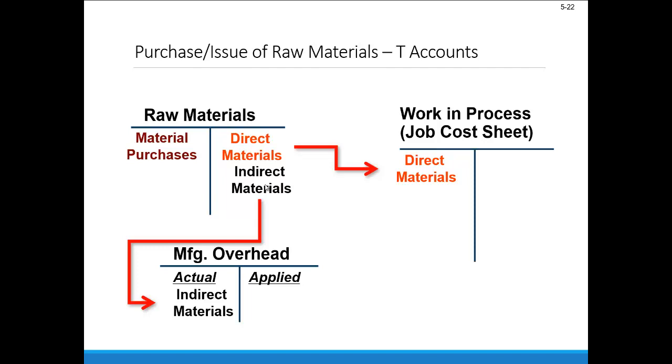Now, as we said, our indirect materials, we're going to move to, at least temporarily, the overhead account with that matching debit. And then we had a debit for the direct materials over there in work in process.